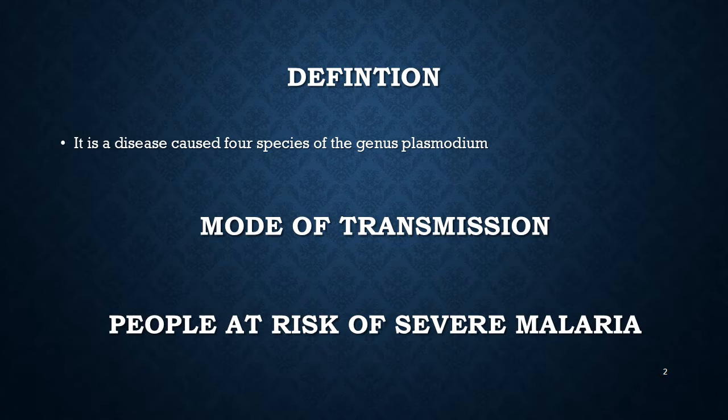The modes of transmission of malaria are through the bite of the female Anopheles mosquito, also by blood transfusion and transplacental. The people who are at risk of severe malaria are children in endemic areas aged 6 months to 6 years, travelers from non-endemic areas, people returning to highly endemic areas after a few years of absence, and indigenous pregnant women.